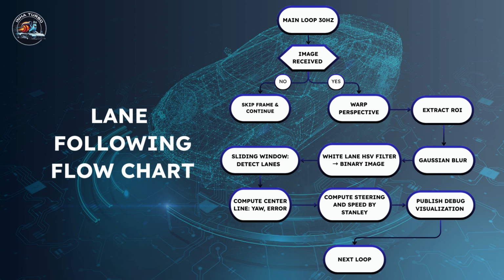This flowchart summarizes the 30 Hz loop: read image, warp, extract lane region of interest, apply HSV filtering, detect lanes with sliding windows, compute errors, then output steering and speed plus debug visualization.